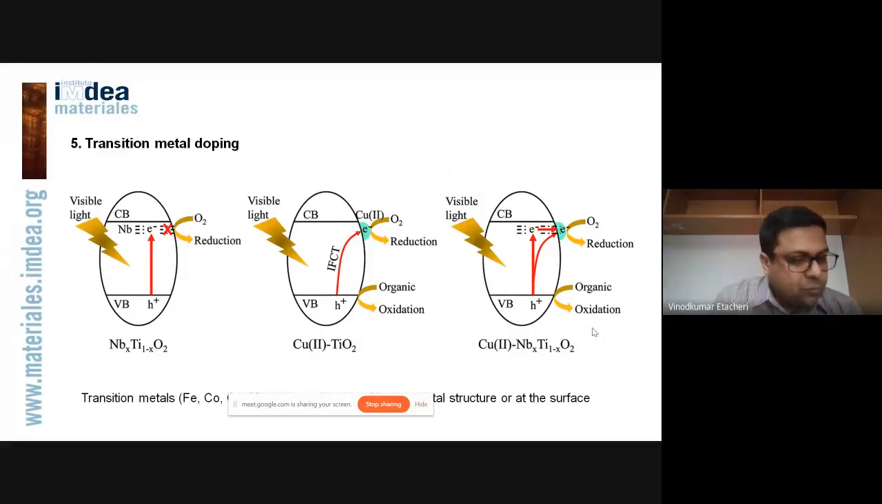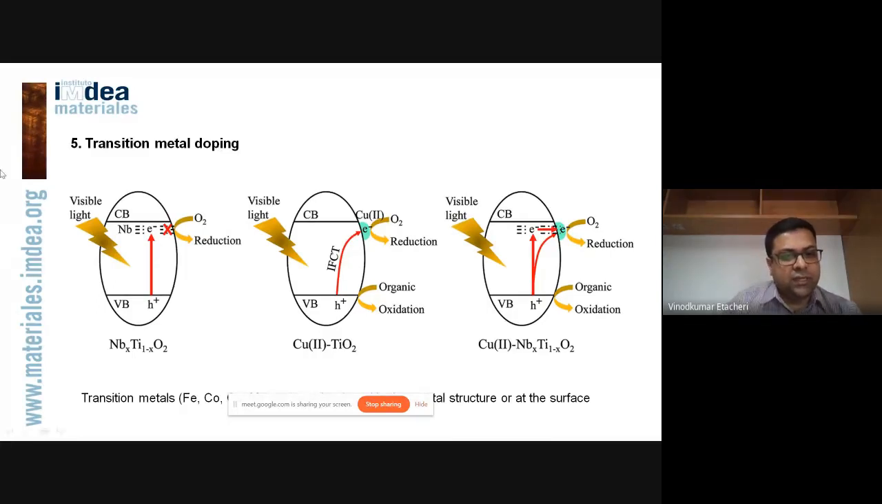Another widely used method is transition metal doping. In case of TiO2, doping has been the most widely used method for maybe the last 20-30 years. So what happens if you dope TiO2 with another metal ion or a metal? Transition metal ions can be doped in different ways. It could be either in the crystal structure, or it could be just a surface modification.